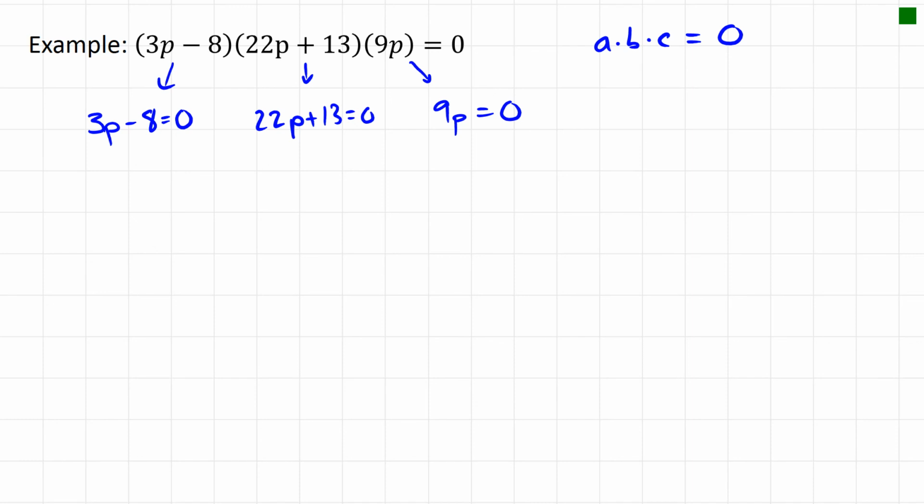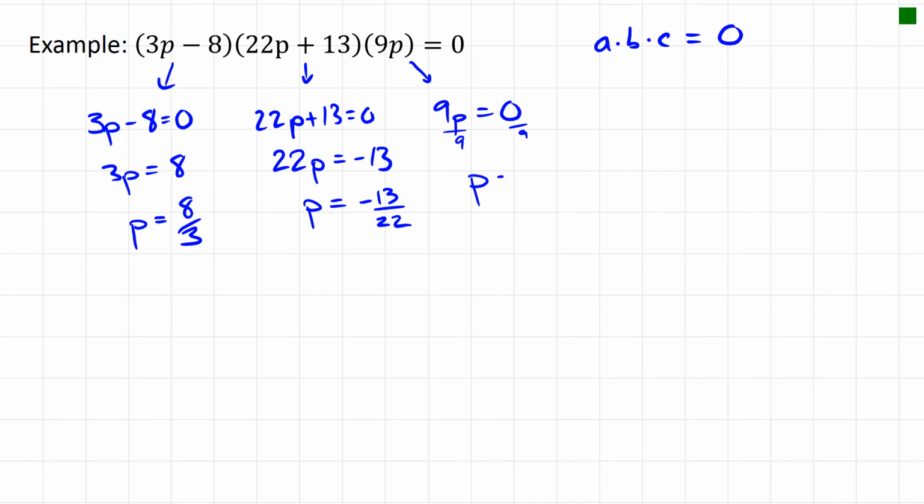Well, let's go through. I'm going to add 8 to each side here. So I have 3p equals 8, p equals 8 over 3. So that's one possible solution. This guy, I'll take 13 from each side and then divide by 22. So negative 13 over 22 is a solution. Or here, if I divide each side by 9, well, 0 divided by 9 is 0, so p is equal to 0. So here are my three solutions.